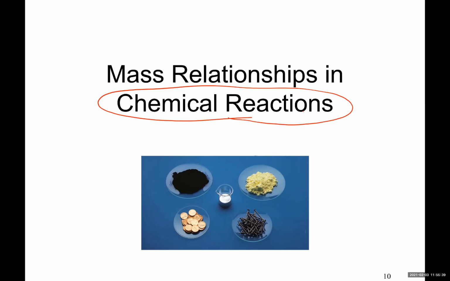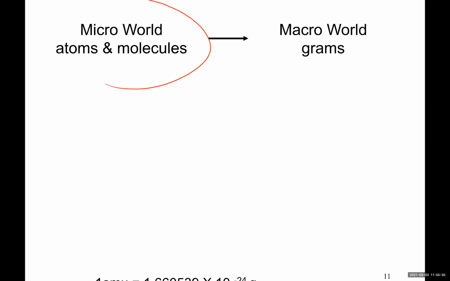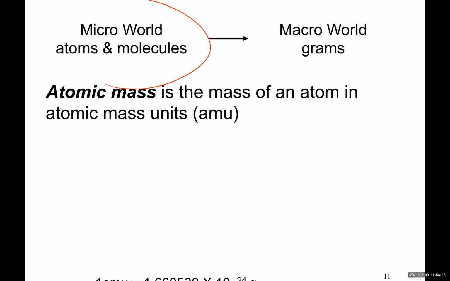So what is mass relationship in a chemical reaction? What do we do in a chemical reaction? We look at the atoms and molecules, then we look at products, which is in grams or kilograms or tons. So we relate the micro world, which happens at the atoms and molecule level, to real amounts of product. And you already know how to do that. I'm just reviewing.